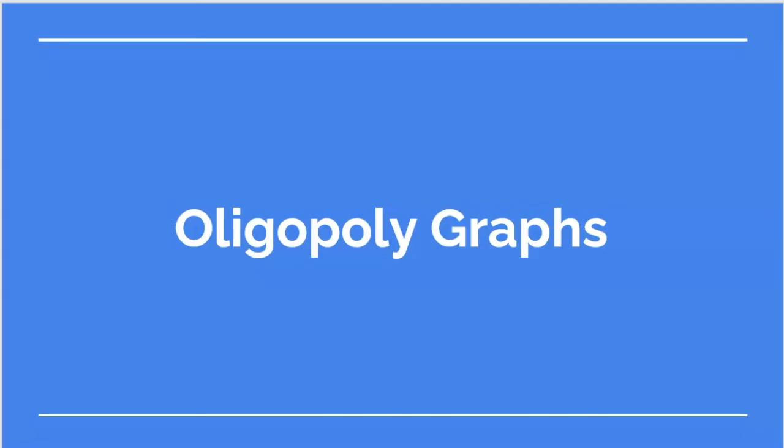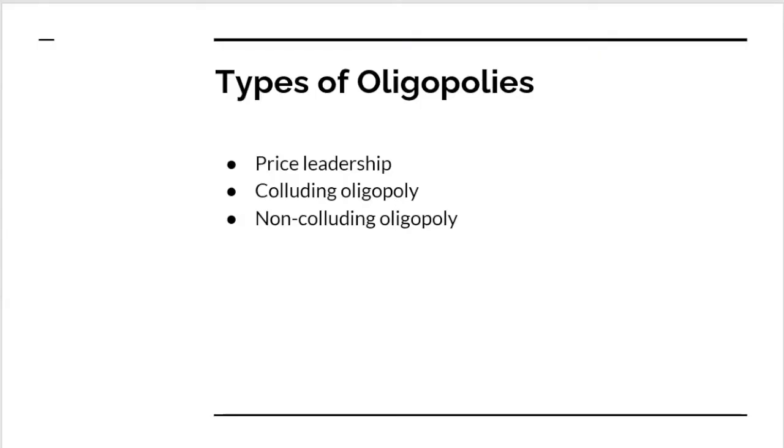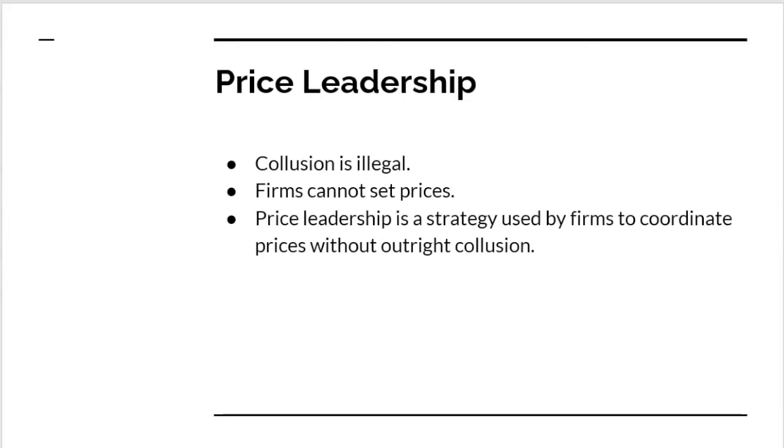And so when we're talking about oligopolies in the graphs, there are three different types of oligopolies. There's price leadership, colluding oligopolies, and also non-colluding oligopolies. And let's go over each one. So first is price leadership.